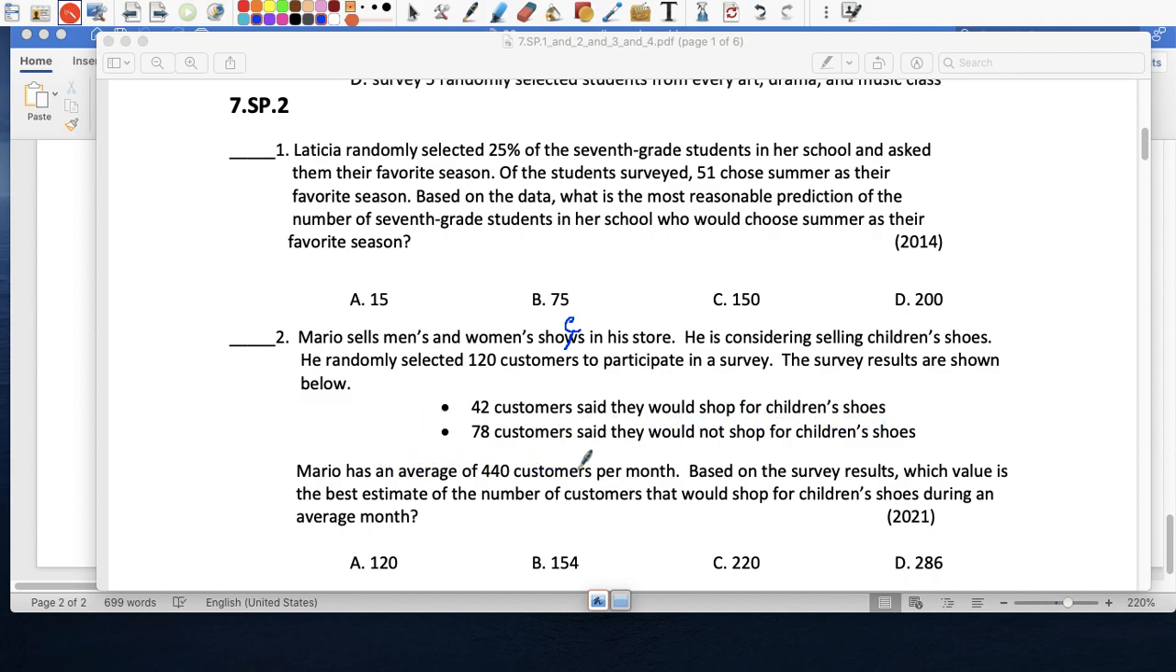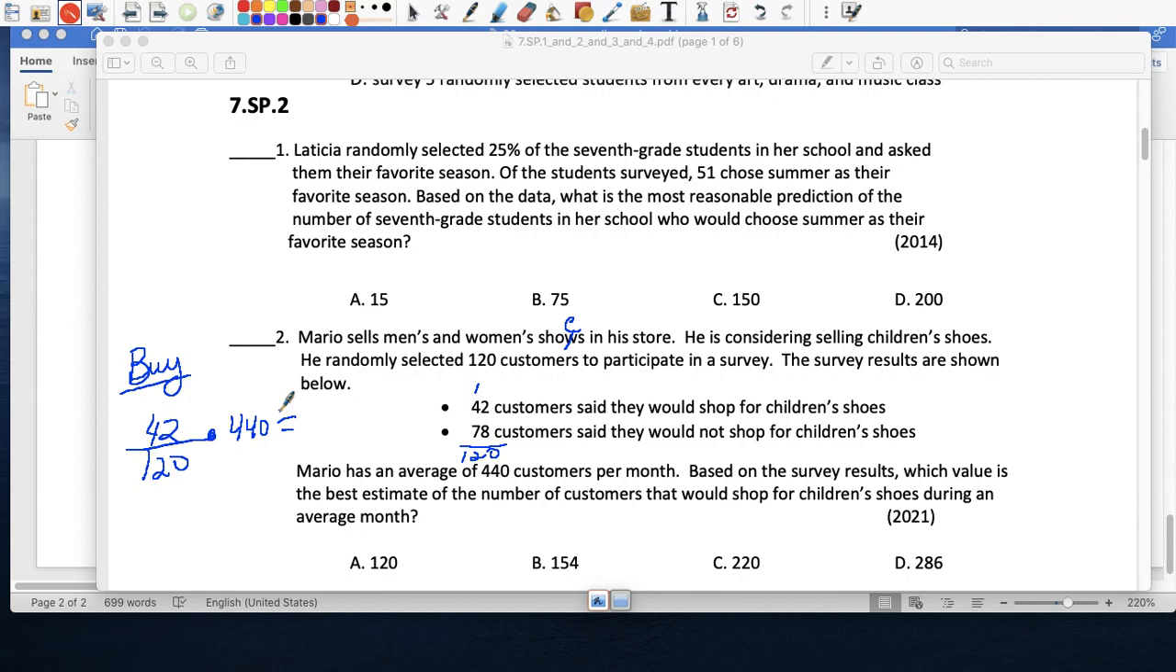Mario has an average of 440 customers per month. Based on those surveys, which value is the best estimate of the number of customers that would shop? So let's add these two. 10 carry 1. We got 8, 1. So he asked 120 people, and of 120 people, 42 said they would buy children's shoes. So based on those results, let's multiply that by 440, and we should get a number here.